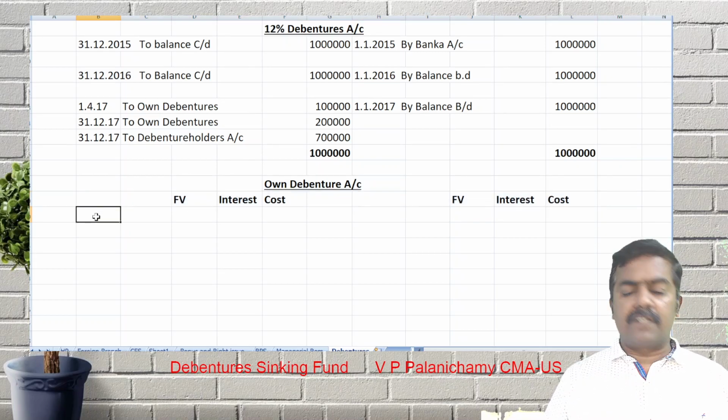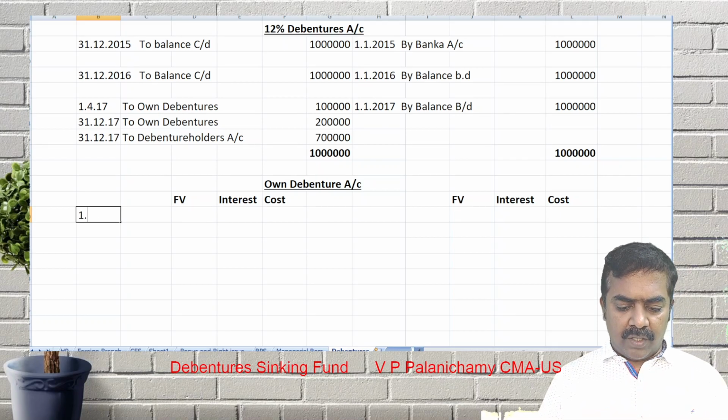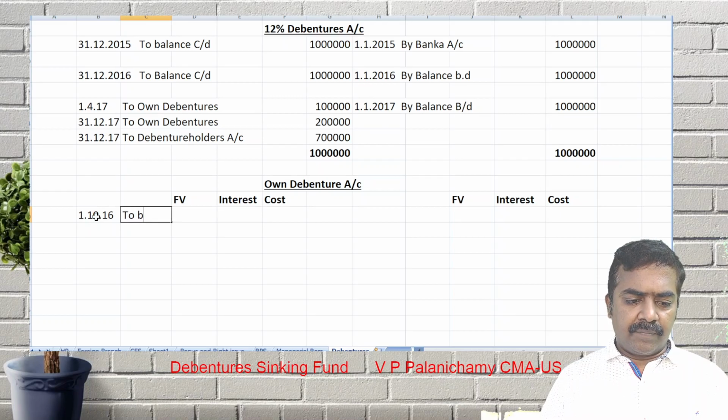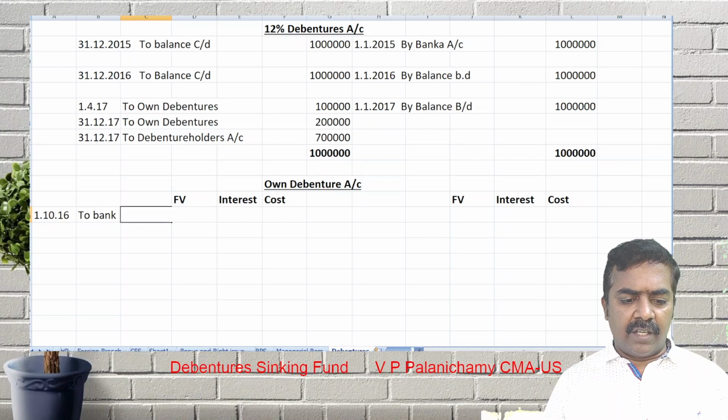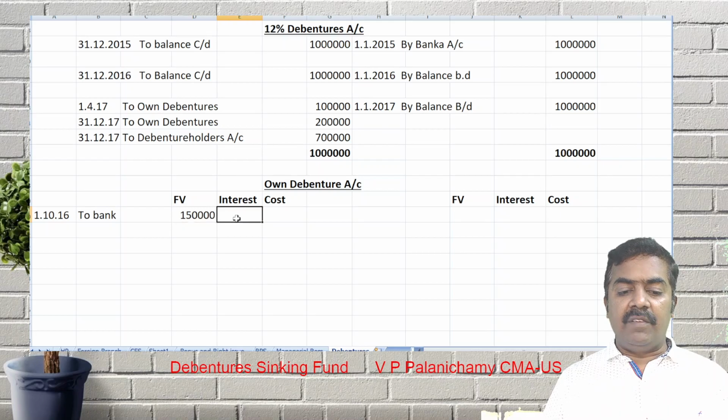When did we purchase? First own debentures, when do we purchase? 1 October 16. On 1/10/16, to bank. How much face value will it be? How many debentures have you purchased? 1500. 1500 debentures into 100 face value. How much will it be? 1500 into 100, what is the face value? 1,50,000. Look at the journal entry we passed.